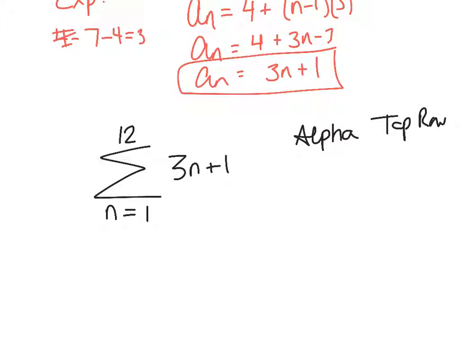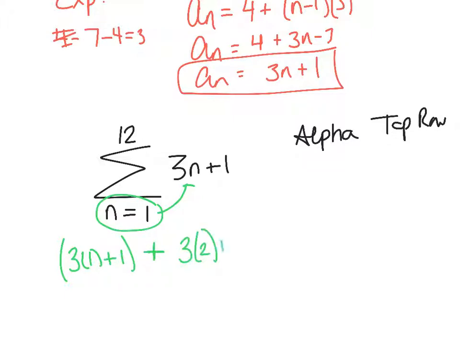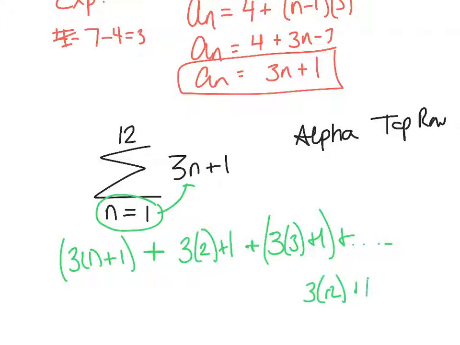So again, let me reiterate what this means to do by hand. I'm plugging 1 into every n. So 3 times 1 plus 1. Then you put a plus sign because sigma means add. 3 times 2 plus 1. Plus 3 times 3 plus 1, etc. And you go up until 12 in order. 3 times 12 plus 1. Then you take all of those terms and add them together.